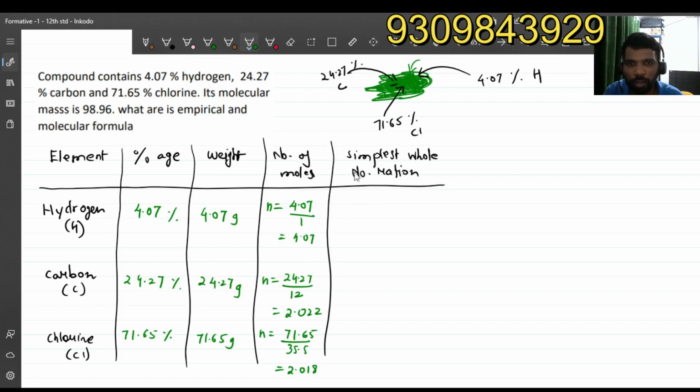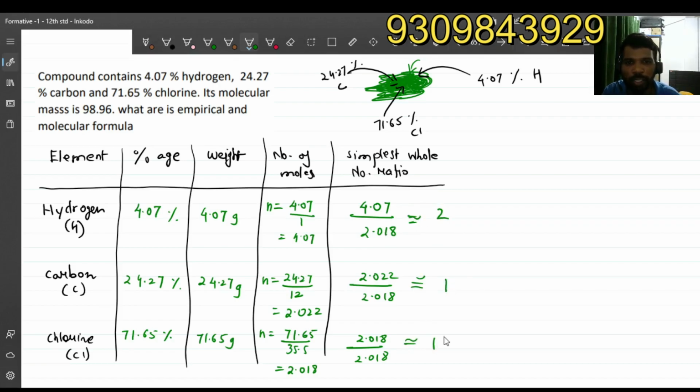We will be dividing it throughout all to get a simplest whole number ratio, not ration. This is ratio. So, what is that? It is 4.07 divided by, this is smallest, 2.018. Here it is what? 2.022 divided by 2.018. This is 2.018 divided by 2.018. This approximately will give you answer to be equal to 2. This is also equal to 1. This is also approximately equal to 1.